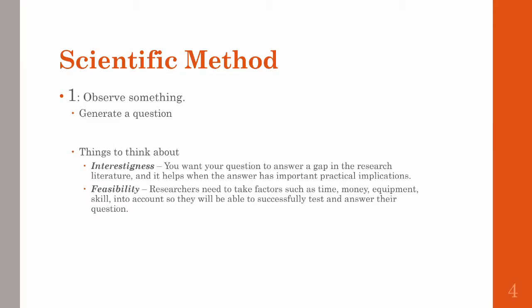Two things you'll need to consider when generating a research question is how interesting and how feasible your question is. You really want your question to address a gap in the literature. It also helps when the answer has important practical implications. You also want your question to be feasible. There will always be limitations in research, from time to money to lab equipment to technical skills. You want to ensure that you'll be well equipped to successfully test and answer your question.